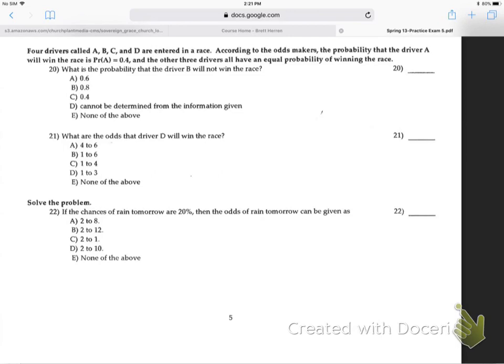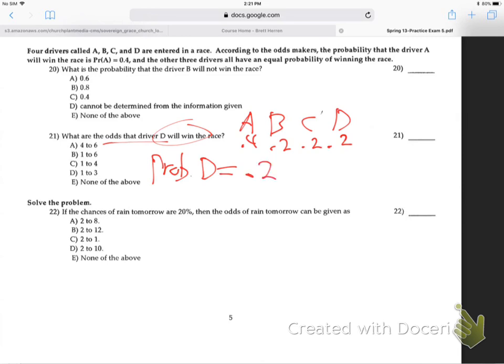All right, what are the odds? So what did we have? A was 0.4, B, C, and D were each 0.2. Now what are the odds that D will win? The probability for D is 0.2. That's just right here. How do you turn a probability for D, which is clearly 0.2, into an odds? Remember, you have to make it a fraction. 0.2 is 2/10. Do you remember how to convert a decimal to a fraction? It's 2/10. Reduce that: divide top and bottom by 2, and you get 1/5. The probability of D is 1/5.